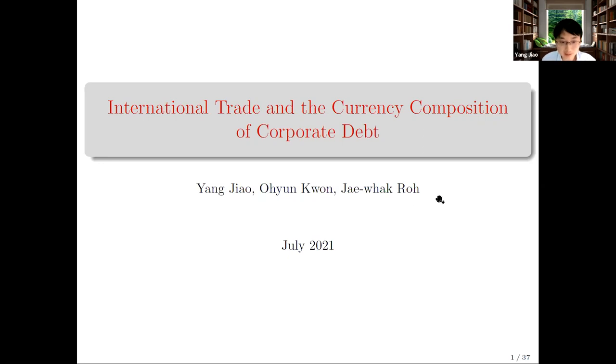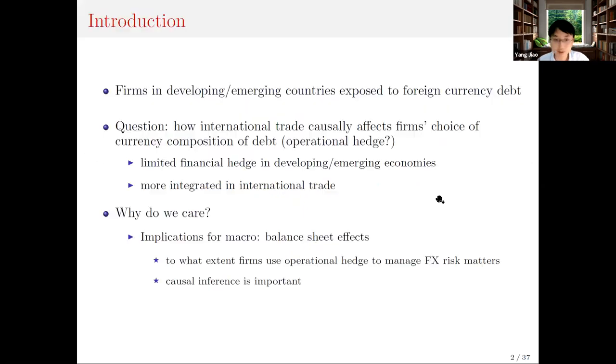So in this paper, what do we do? We know that in developing or emerging countries, when a firm, the corporate sector, borrows from abroad, they usually borrow in foreign currency, right? This is true, for example, for the Philippines, for Thailand, and also for China. So this is a kind of foreign currency risk exposure, right?